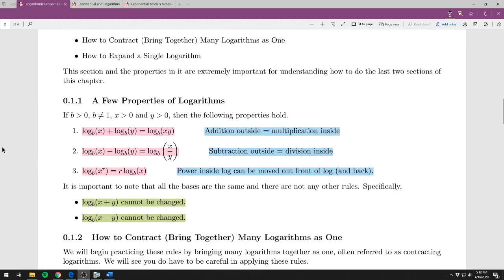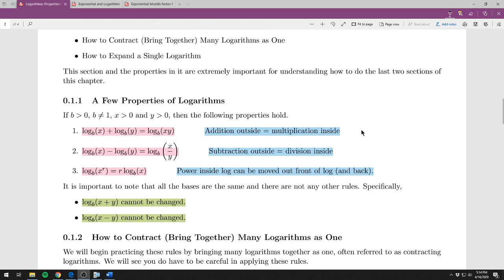Right, so the few properties I have here, the preliminary thing: b is greater than 0, b does not equal 1. Those are the rules we have for the log base. And if x and y are both positive, that's because the inside of a log needs to be positive, then the following properties hold. The first one says log base b of x plus log base b of y equals log base b of x times y. So that's the formula.